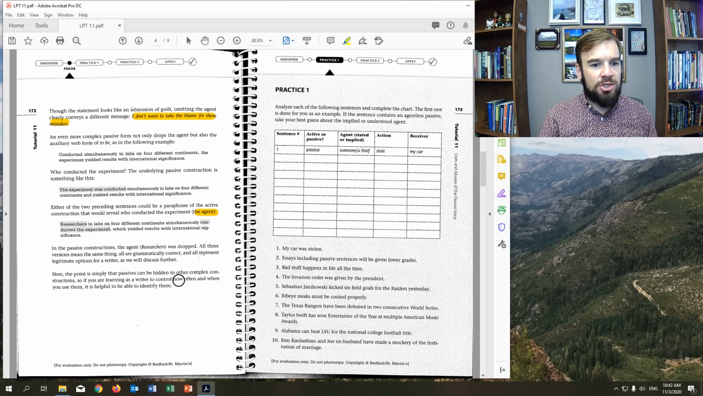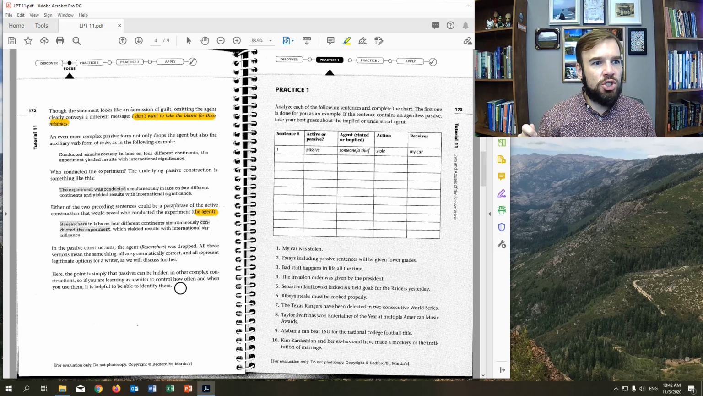Here, the point is simply that passives can be hidden in other complex constructions, so if you are learning as a writer to control how often and when you use them, it is helpful to be able to identify them. Now, like I said, this one, page 172, is a much more complicated and complex idea. So I don't need you to pause and understand every single example here. But I do want you to understand that there are obvious examples. The boy kicked the ball. The ball was kicked by the boy. Obvious, easy. That I want to make sure you're comfortable with by the end of this course.